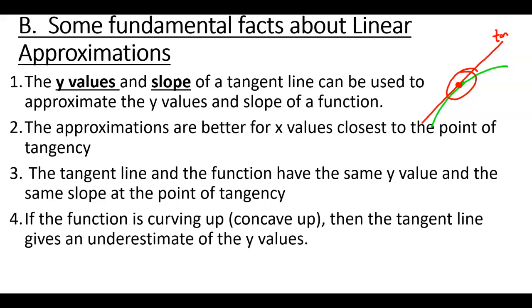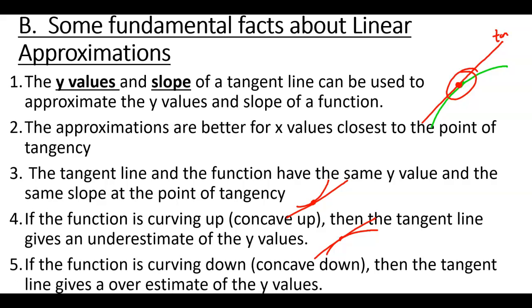Next, we saw that if a function is curving upwards, concave up like this, then a tangent line will give us an underestimate because it's underneath of the curve. And if our curve is concave down, then our tangent line will give us an overestimate of the actual function. Finally, if the function is curving down, so that's just, sorry, that was the other half of it. Okay, so there you guys go. So these are fundamental facts about linear approximations that you want to be aware of.